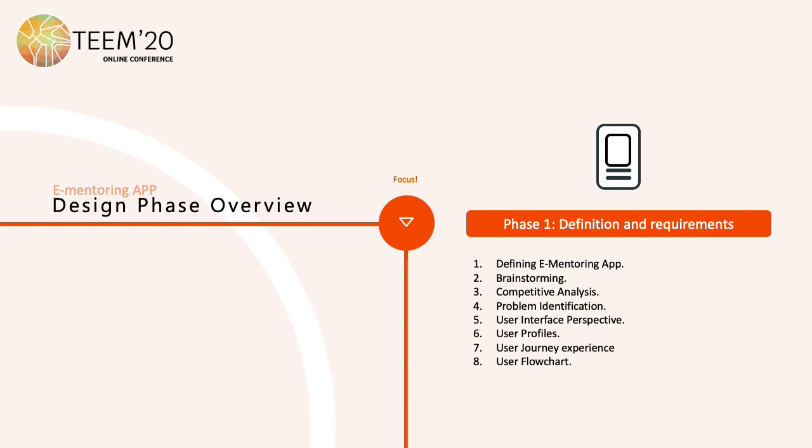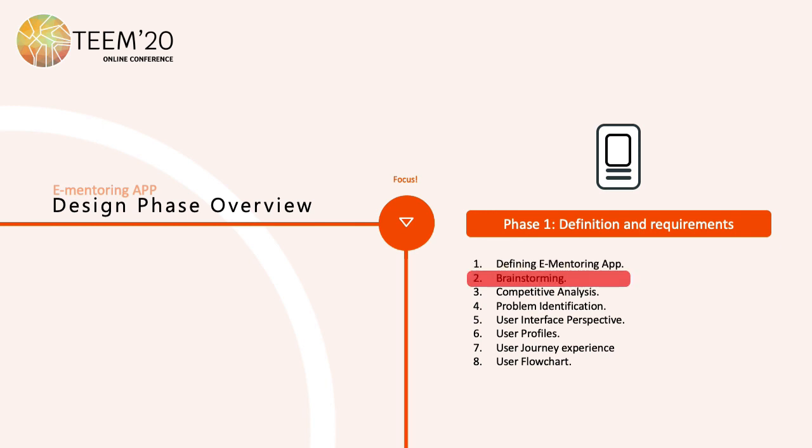Requirements to design our mobile application. There are four fundamental phases in the creation of the e-mentoring application. The first phase is definition and requirements. The following actions were taken for this phase. Definition. The e-mentoring app is defined as a support tool for university students.